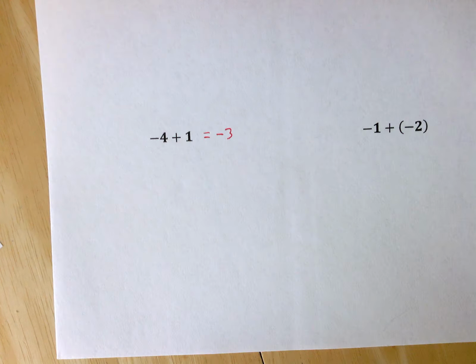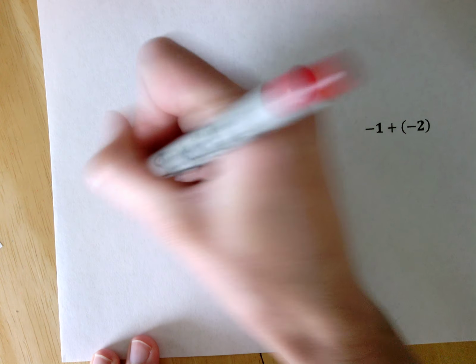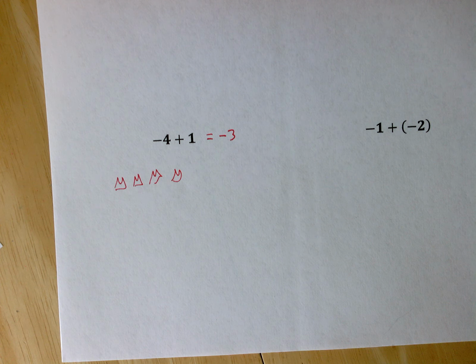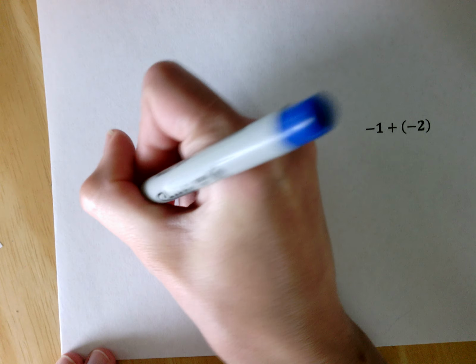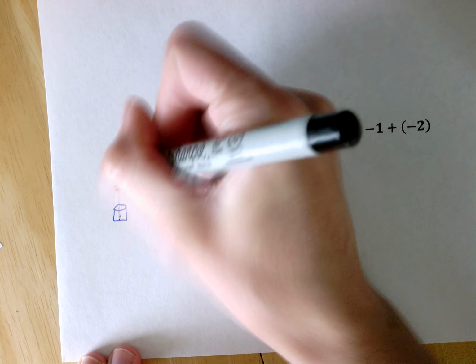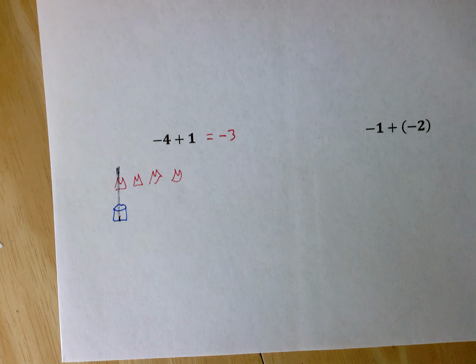Okay, so for my picture, here's my 4 fires. Kind of weird looking, but bear with me, they're fires. And then I had 1 bucket of water. So there's my bucket of water. Okay, and this bucket of water canceled out that fire. So those cancel each other out, and that's how I got my -3.